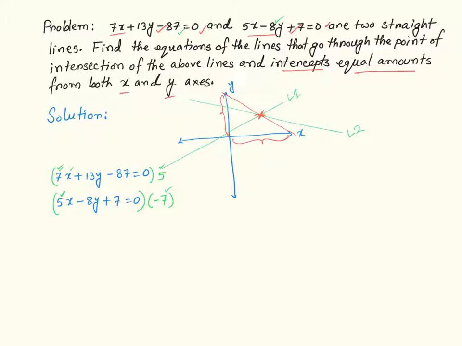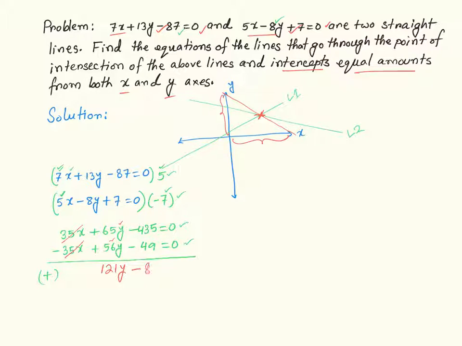If I do that, I get the following. Now I'm going to add these two equations. By the way, I got this equation from this one and this equation from this one. Now look, positive 35x and negative 35x cancel out. 65y plus 56y is 121y, minus, because both are negative, 435 minus 49 is going to be negative 484, and that's going to be equal to 0.